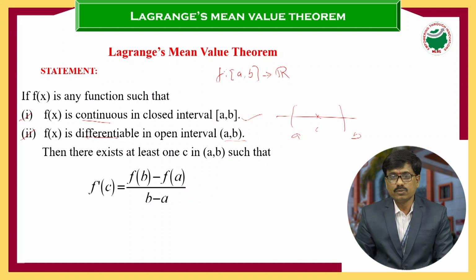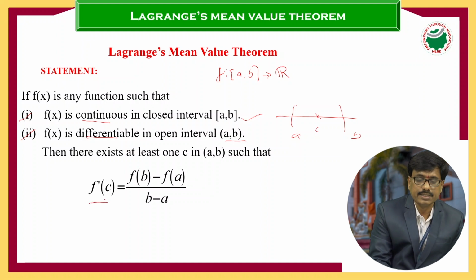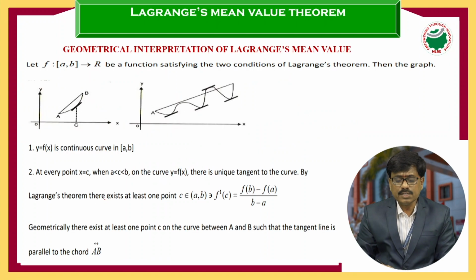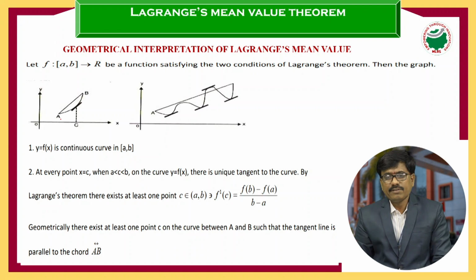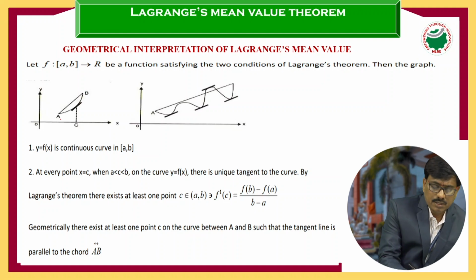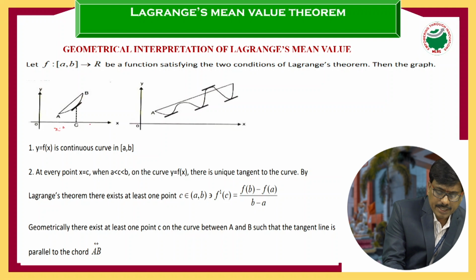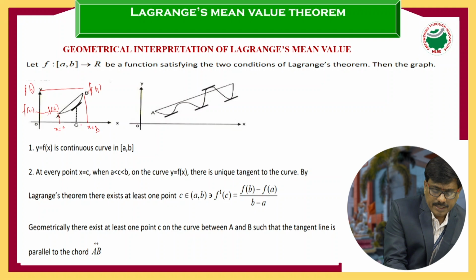Already I discussed how to represent this geometrically. f dash is nothing but the slope. Further, I'll go for the geometrical interpretation of Lagrange's mean value theorem. Already you know, in this case, f of a and f of b values are not equal. We assumed x equal to a and x equal to b. We need to calculate the f of a value and the f of b value. This is the difference along the y-axis. This is f of b, this one is f of a, and here the difference is b minus a.